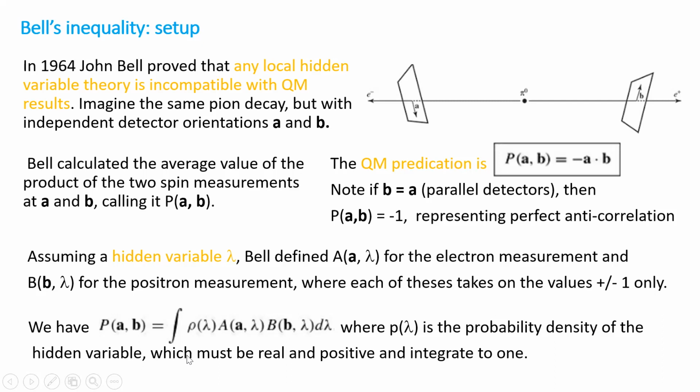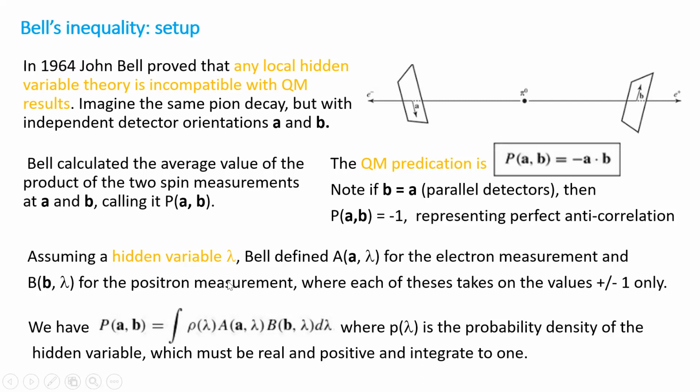Now that probability density, like all probability densities, must be real. It should be positive because there's no chance of a negative probability. And it has to integrate to 1 since the lambda variable should have some value. So depending on the distribution of the hidden variable lambda, we would get different PABs. And also depending on the functions here, how lambda affected the measurement of the positron at B and the electron at A. So this is how the average value of the product of the two spin measurements, PAB, could be written as a function of the hidden variable, which is determining the two states as they come out, and then these functions, which take that hidden variable and determine the actual results of the spins at those two locations.